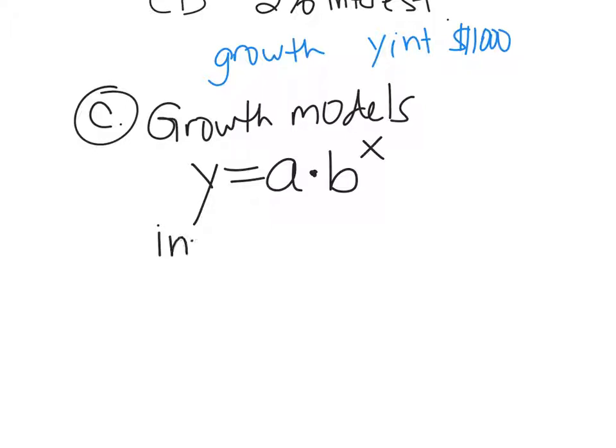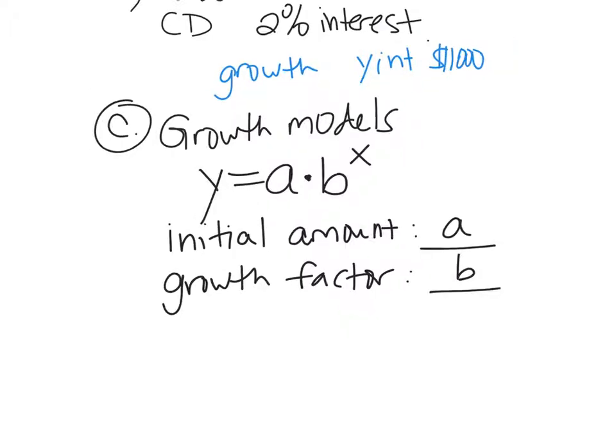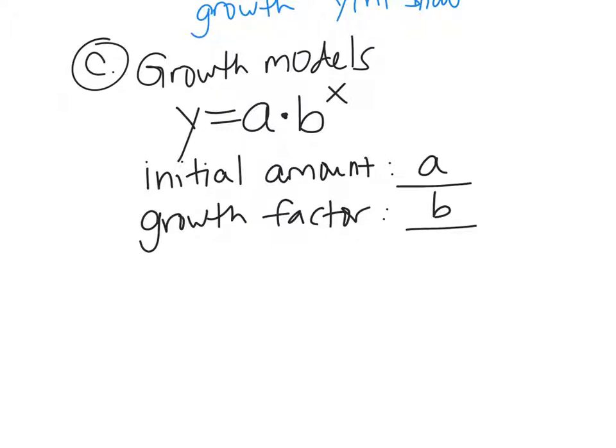The initial amount that we're starting with is going to be the number out front, which is a. The initial amount is a. Okay? The growth factor, because these are going to be growth, the growth factor is b. And time is x. That's our variable. Time's going to be our variable.